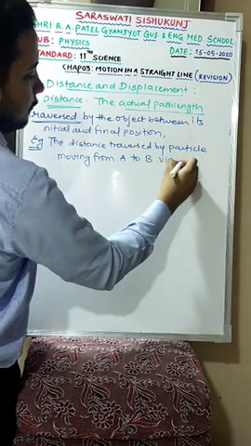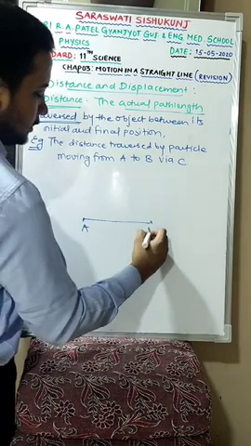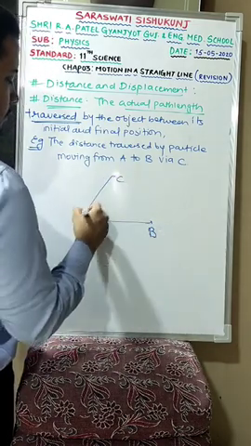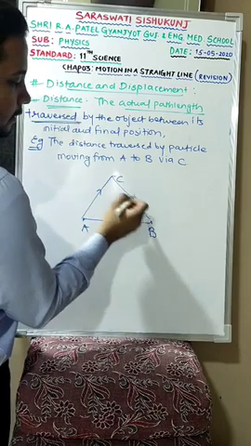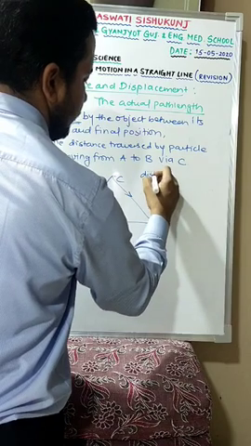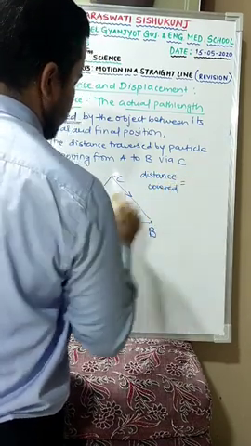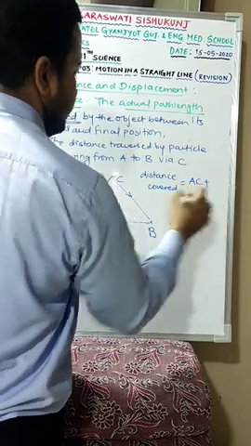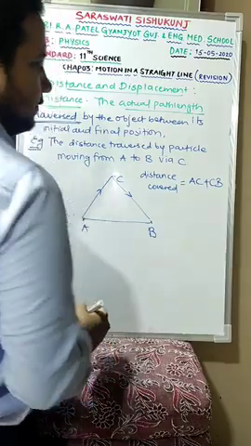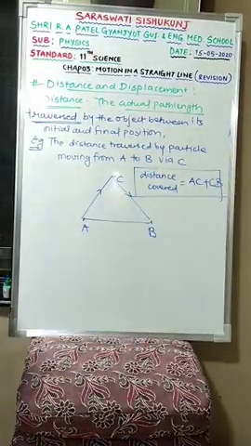via C. Suppose I take that example where the particle moves from A to B, but via C. Via C means first A to C, then C to B. So I can say that the distance covered is equal to first A to C and then C to B. Is this clear? Distance covered is AC plus CB.